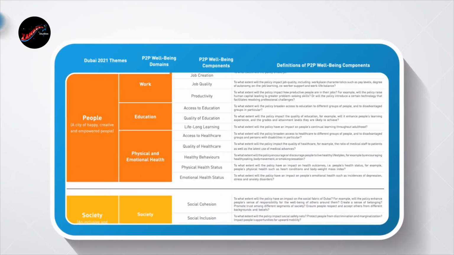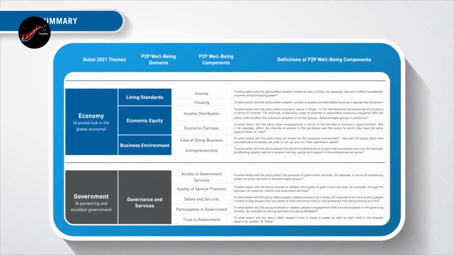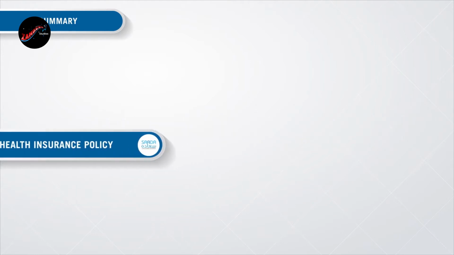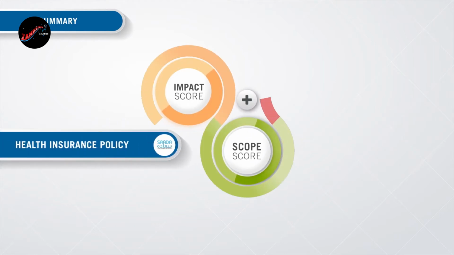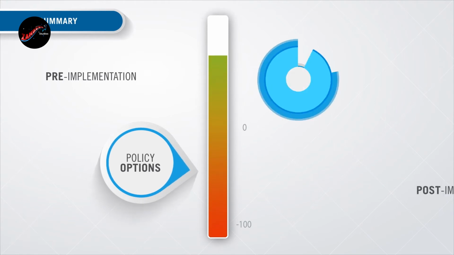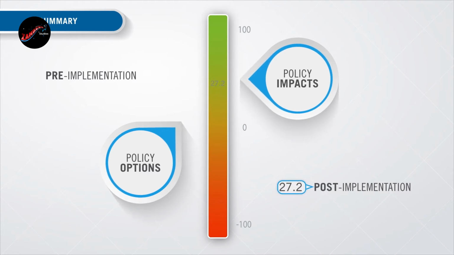Now that we have followed P2P's structure, how do we reach our final calculations? To reach the policy's total well-being score, the P2P Impact Assessment Tool integrates the inputted impact, scope, and time scores. While the overall score could theoretically run between -100 and 100, it is important to remember that there's no passing grade. The overall P2P score is used for comparative analysis only.